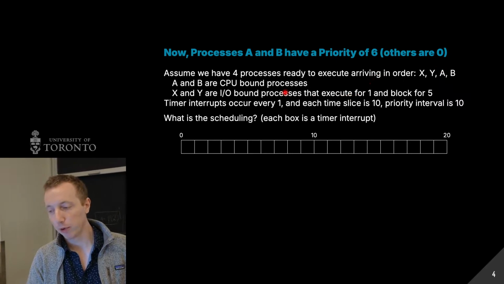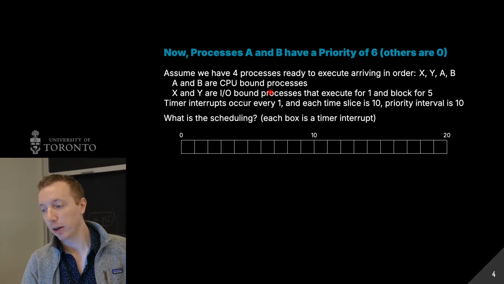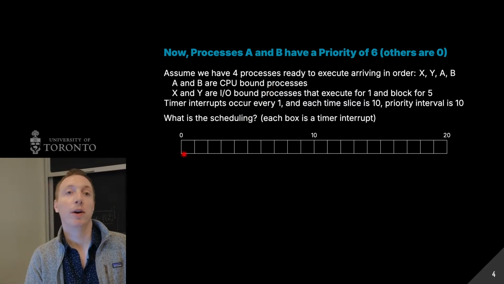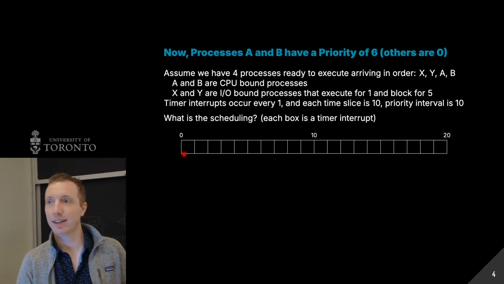Same rules apply. A and B are CPU bound. X and Y are IO bound. And same setup as before. So what are we going to run first this time? A. Wait, what?